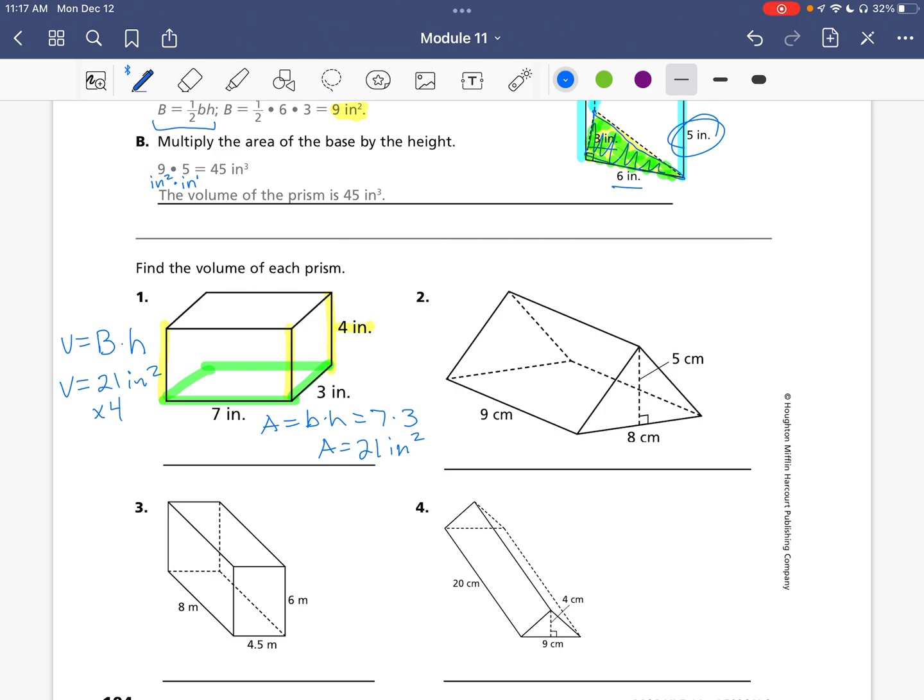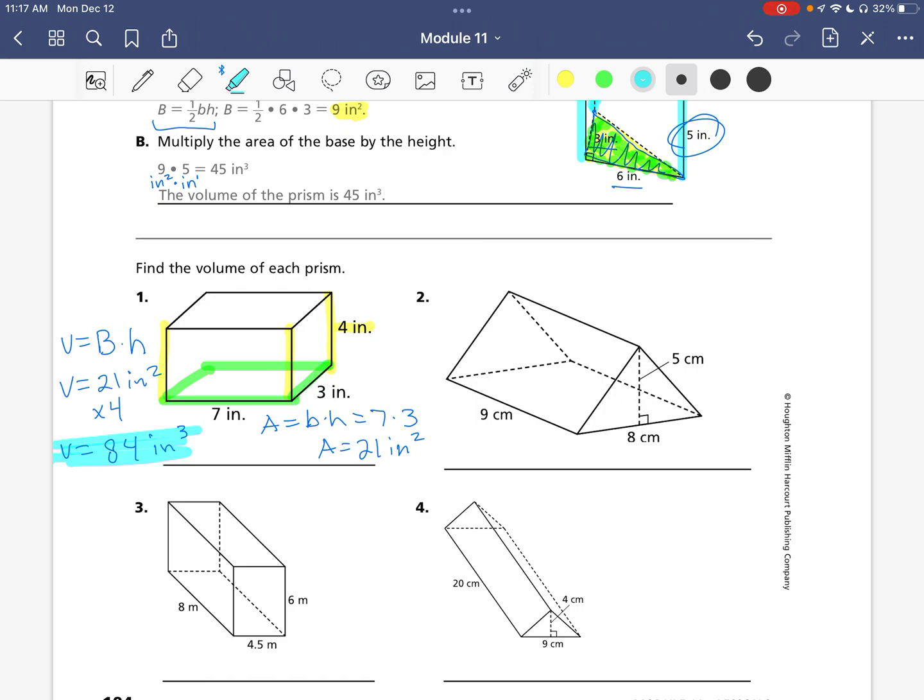So times 4. Pause the video if you need to, but do that 21 times 4. And then we're going to have inches cubed. So volume equals 84 inches cubed. Okay, so there's our whole answer. Put it in a box or highlight it. 84 inches cubed.